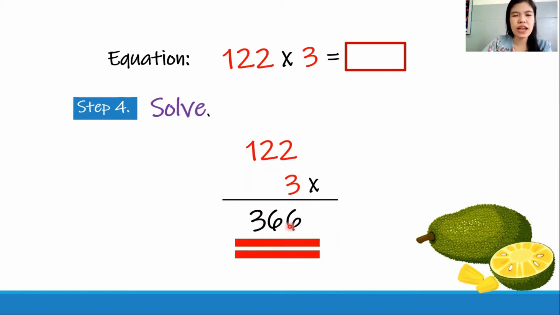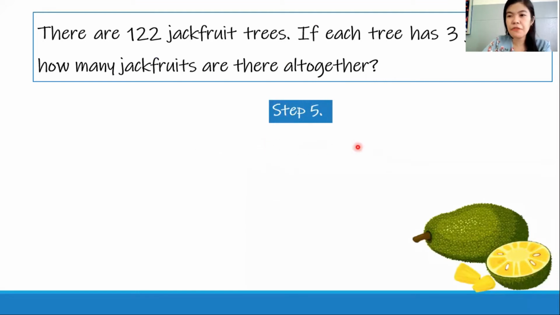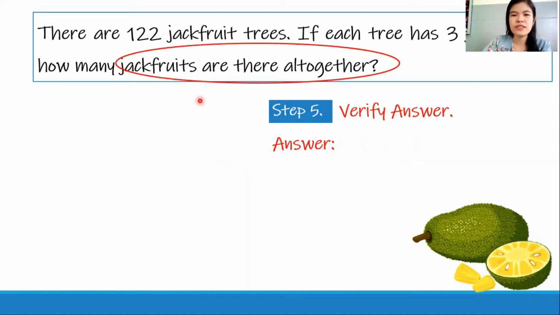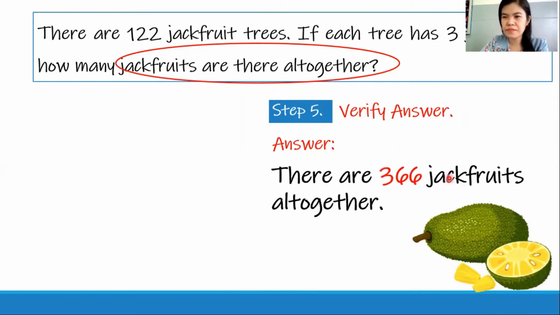You got 366. Now for step 5, you have to verify your answer and give your answer. How many jackfruits are there all together? Your answer will be: there are 366 jackfruits all together. It should be a complete sentence, okay? Do not give only the number, but write the complete sentence. There are 366 jackfruits all together. Is that clear?